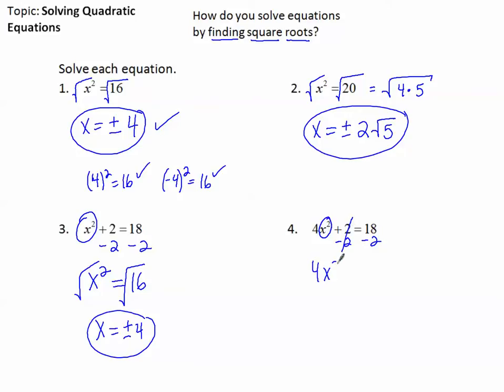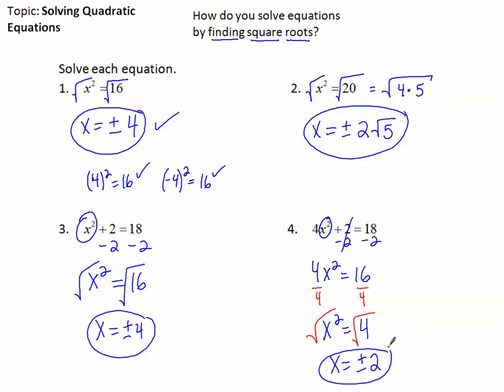So 4x squared equals 16. Then I have to divide by the 4. And therefore x squared equals 4. And then I'm ready to take the square root. So sometimes there's a few more steps involved. X equals positive and negative 2. With quadratics, we're usually going to get 2 answers.